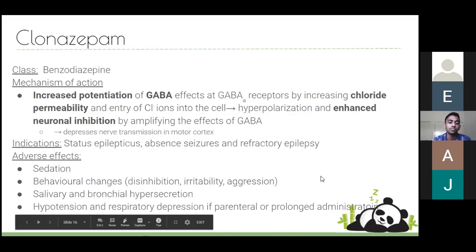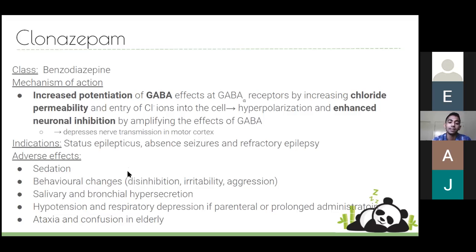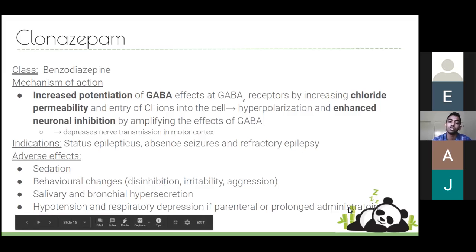Again, we get a whole host of different side effects, but probably the main ones are sedation, behavioral changes, and respiratory depression if it goes on for too long, because it can affect any other neurons in your body as well.